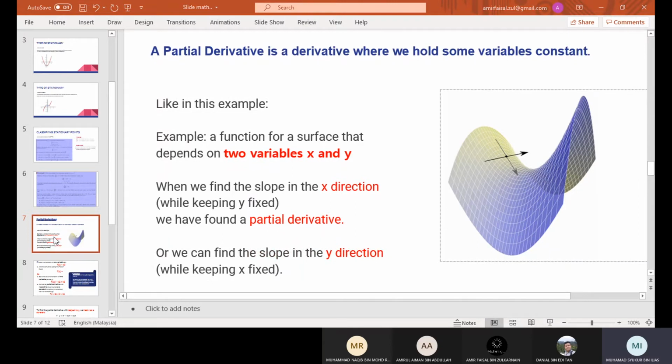Like in this example, as you can see on your screen, a function for a surface that depends on two variables, which are x and y. When we find the slope in the x direction, we have found a partial derivative, or we can find the slope in the y direction. Next slide.